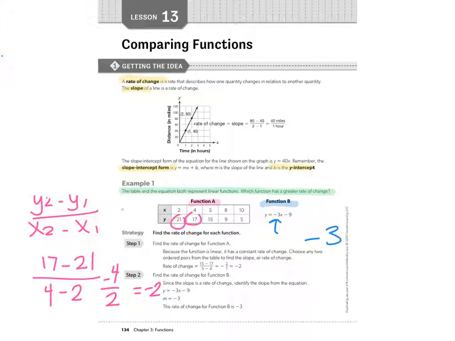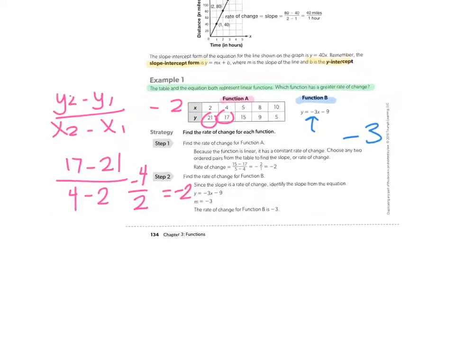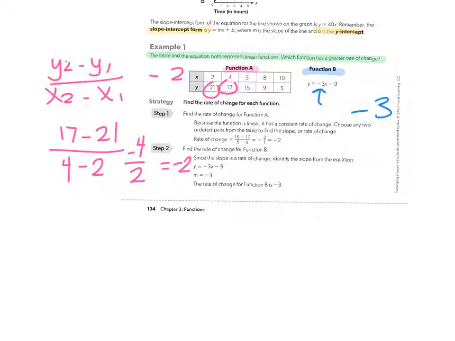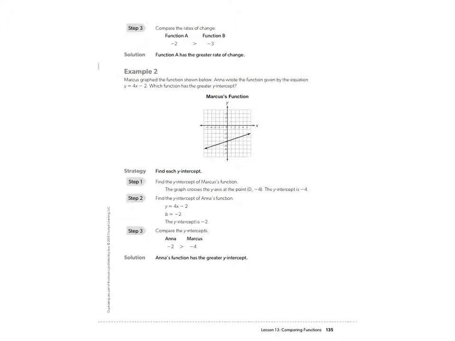So my table has a rate of -2, which when you think in terms of negative numbers, -2 is actually greater than -3. So if we kick over here to the next page, you'll see that the correct answer right here is function A, which was my table, because function A has a slope of -2. Function B, my equation, has a slope of -3.